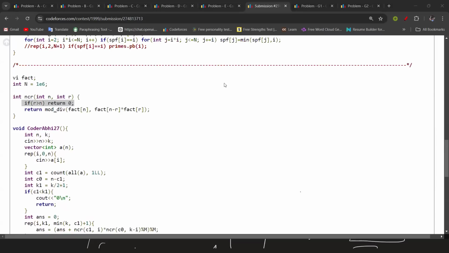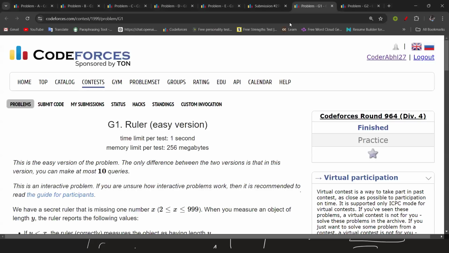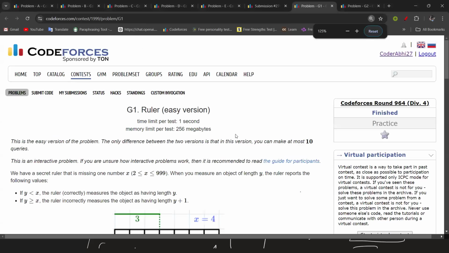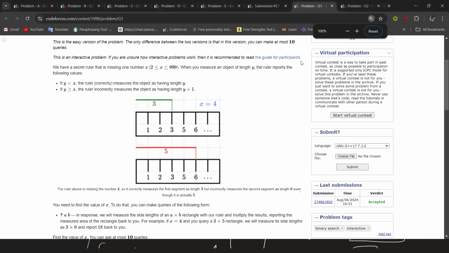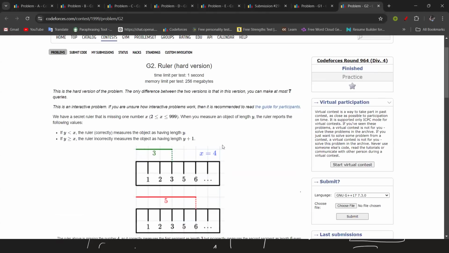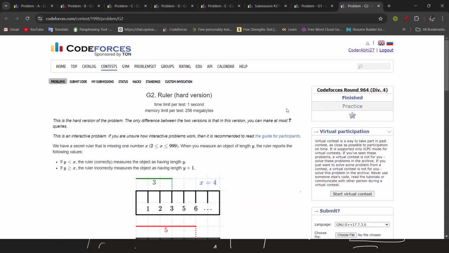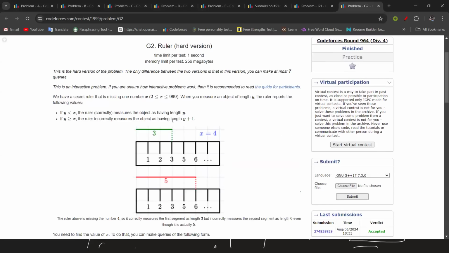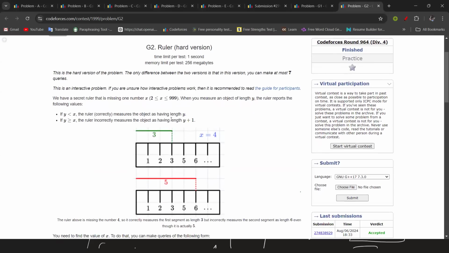So now let's move to the next problem. G1 and G2 are basically the same problem with different constraints. So I'll discuss them together, and I'll also explain how we can solve only G1 and both G1 and G2. Okay, let's read the problem. This is an interactive problem.